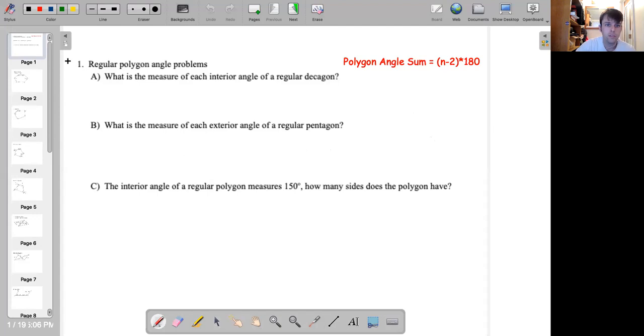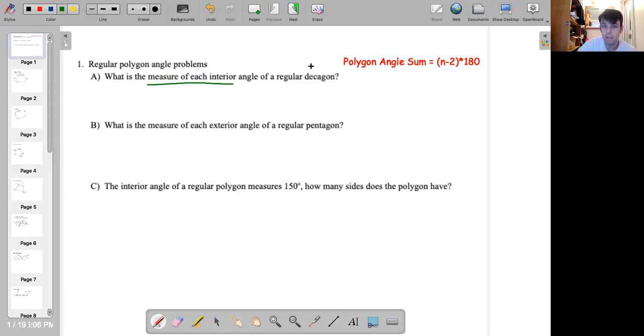We have the first problem, some regular polygon angle problems. So quick reminder, when we say regular, we mean that all the sides and all of the angles are congruent. They're all the same. Okay, let's go ahead and go through this. A says, what is the measure of each interior angle of a regular decagon?